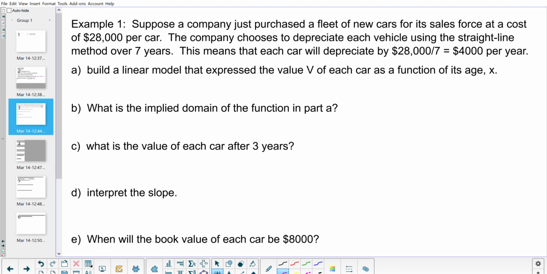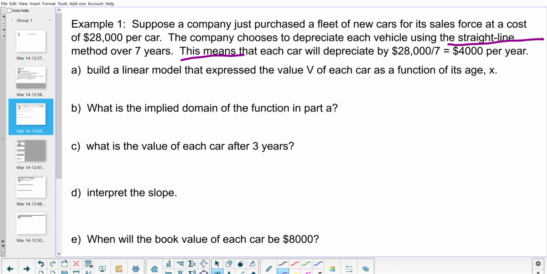Okay, so I have this first example here. A company just purchased a fleet of new cars for its sales force at a cost of $28,000 per car. Okay, so then the company chooses to depreciate each vehicle using the straight line method. Now, that straight line method it's talking about here, that's going to come up in your homework, okay? All that means is, it says it right here, this means that each car will depreciate by $28,000 divided by 7, okay, if they're going to depreciate it over 7 years, that means $4,000 per year.